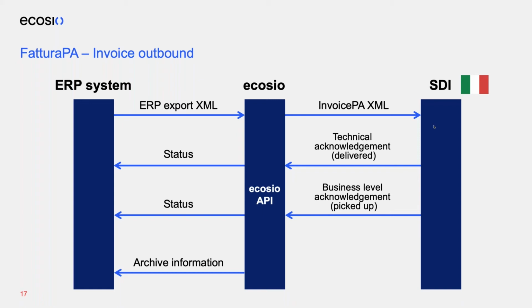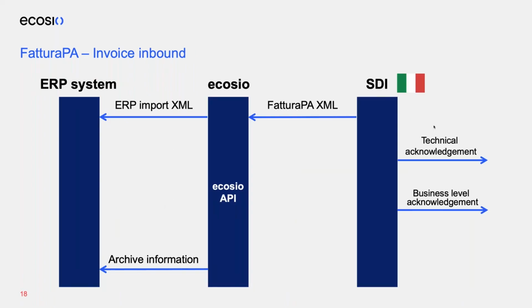As the system is mandatory in both directions, I am required to send and I am also required to receive. The system also works in the other direction. In case I do receive something, the SDI system sends a Fattura PA XML file, which is then converted to an ERP import format, for instance for SAP, that would be IDoc. And again, using an archive interface, the exchange information can be fetched. That is an example for Italy.